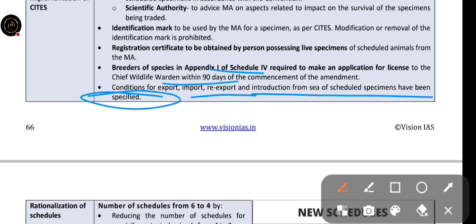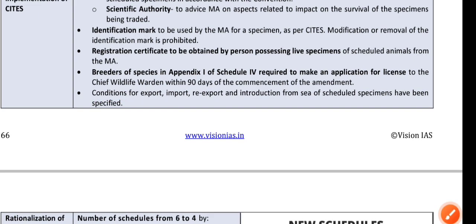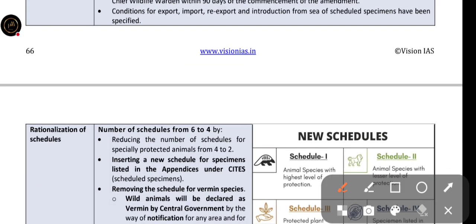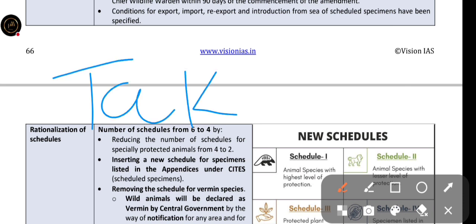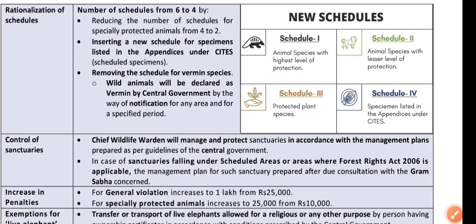That is, if you trade protected animals through export, import and re-export, and introduction in any protected areas, you have to take permission from the chief wildlife warden, okay, chief wildlife warden. So you should remember this.